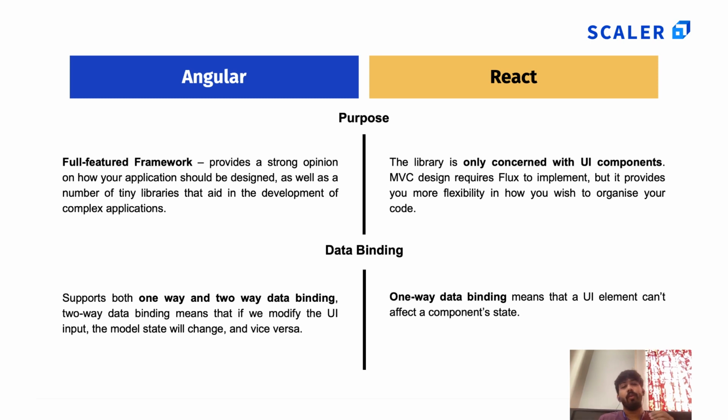Coming to React, the library is only concerned with UI components, right? It's not concerned with the backend logic. So MVC design requires Flux to implement, but it provides you more flexibility in how you wish to organize your code. Okay, so basically, as its only concern is UI components, you don't have to keep the backend, that's the business logic, and your UI components connected. They can be separate. So this gives you more flexibility on how to organize your code.